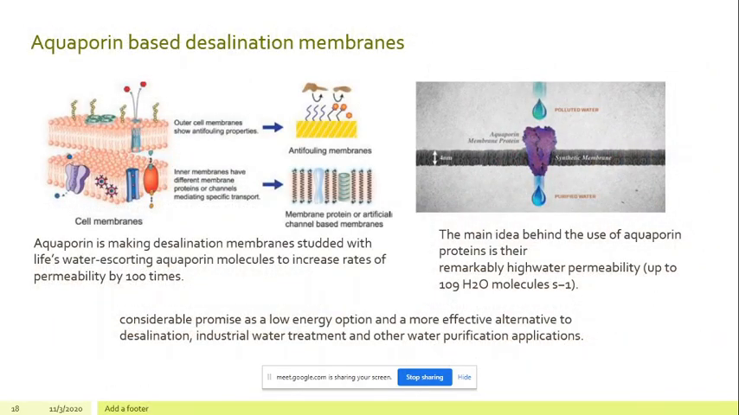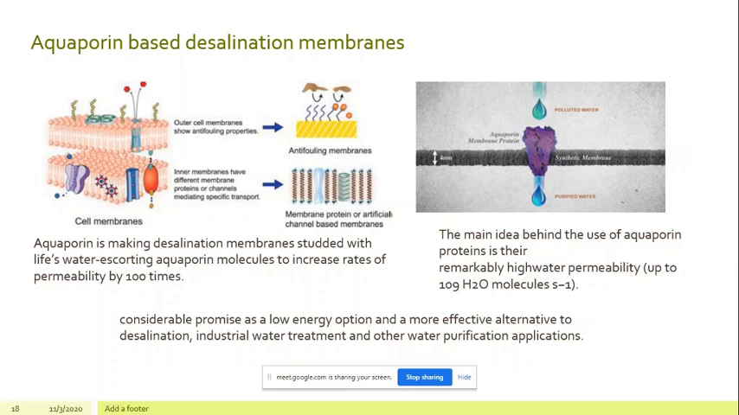Next we have aquaporin based desalination membrane. Aquaporin is a membrane protein present in the cell, which is responsible for water transfer from cell to cell, and it has the ability to stop any other molecules such as DNA, RNA, or cytoplasm molecules from passing from cell to cell. This membrane is highly selective and lets only the H2O water molecule pass and rejects any other matter.